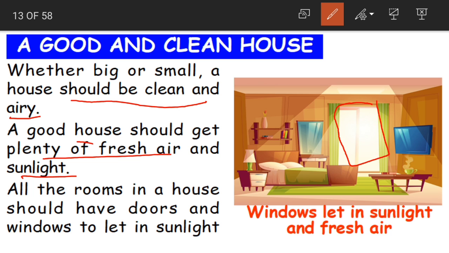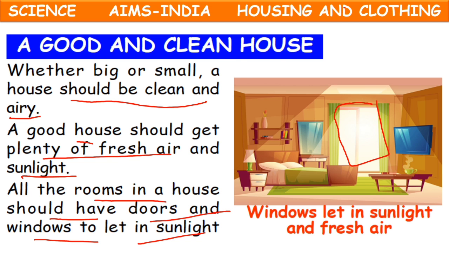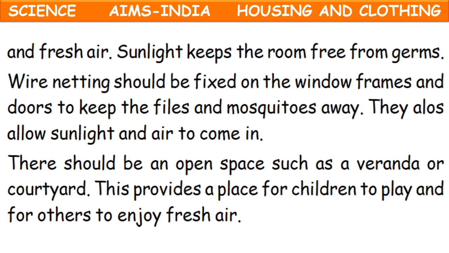So it looks much ventilated, and it is also good for our health, to live in a ventilated house. All the rooms in a house should have doors and windows to let in sunlight. So all the rooms, including a bathroom, kitchen, bedroom, drawing room or hall, every room in the house must have doors and windows so that we can allow the sunlight and the air inside the house.